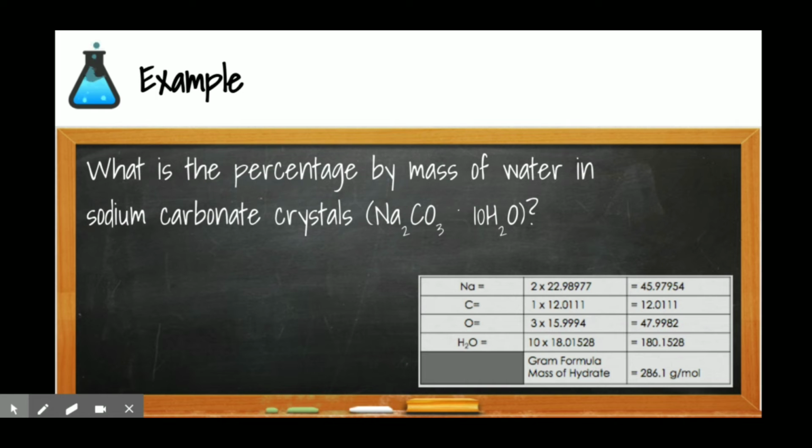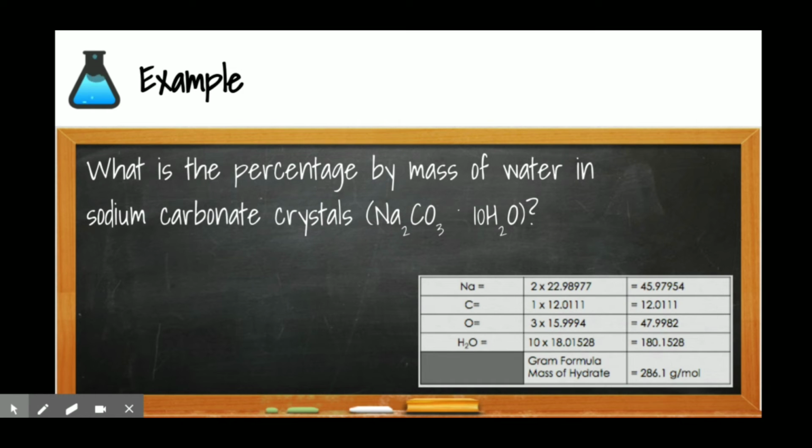Let's work through this example where we must calculate the percent by mass of water in sodium carbonate. So looking at our periodic table, we can find the gram formula masses of each of the elements. We must also find the gram formula mass of all 10 waters.